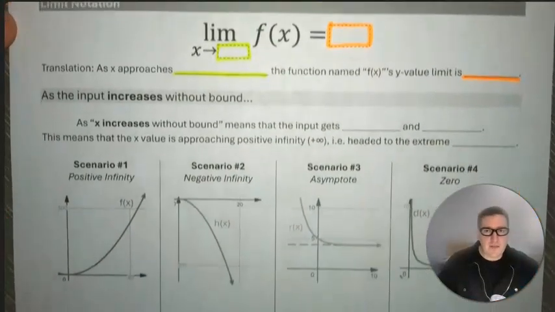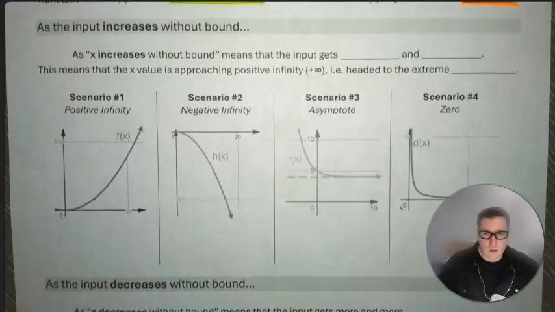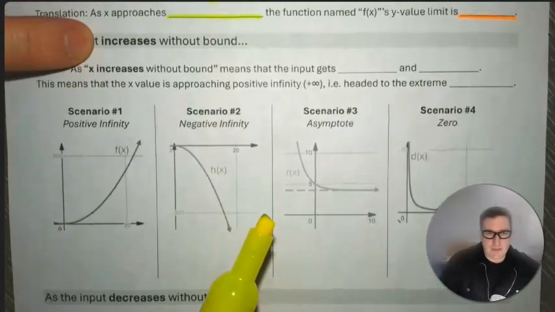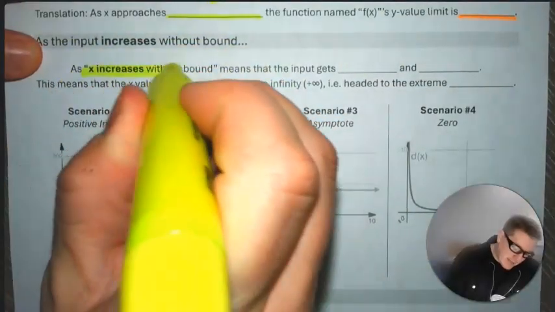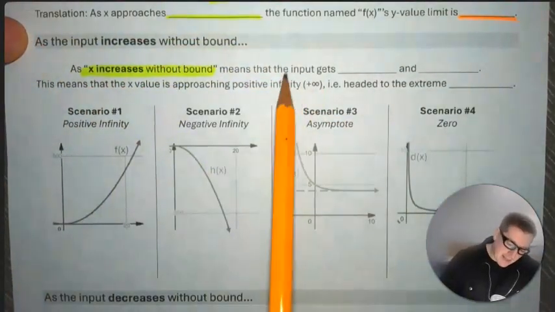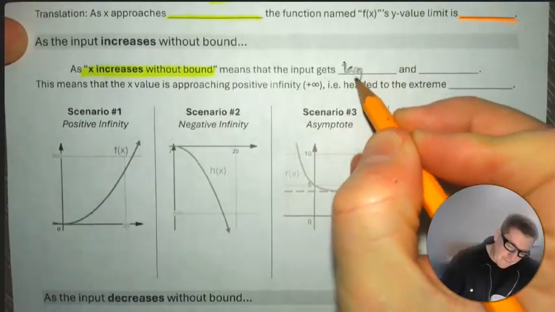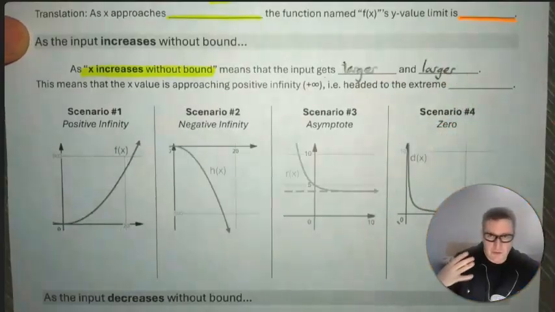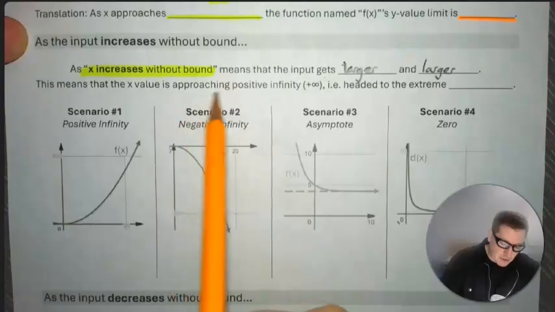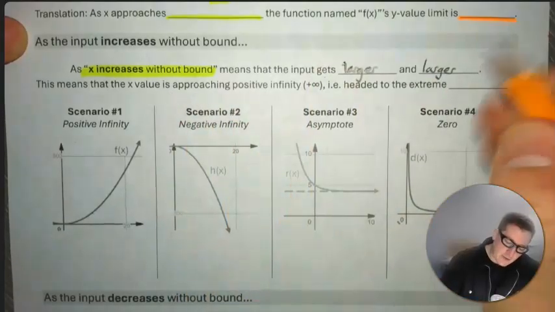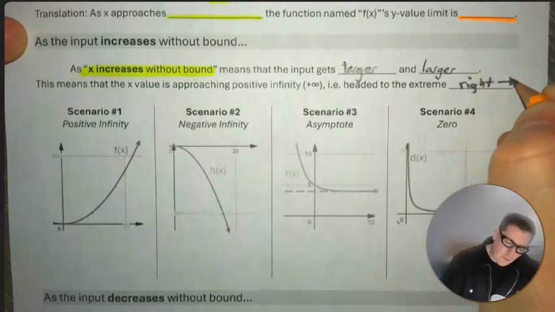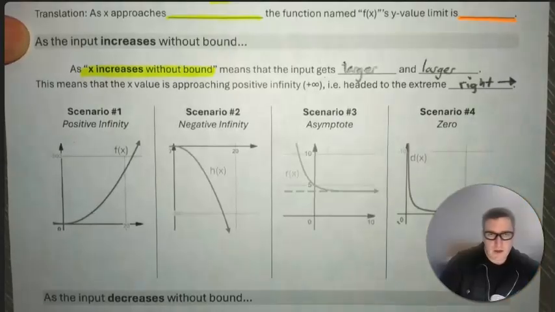So there's really just a few scenarios of end behavior, and we're going to go over all 8 of them. The first 4 scenarios have one thing in common, and it's that the input is increasing without bound. Now the phrase x increases without bound means that the input gets larger and larger, like it's getting really big. And that means that the x value is approaching positive infinity, headed into the extreme right.